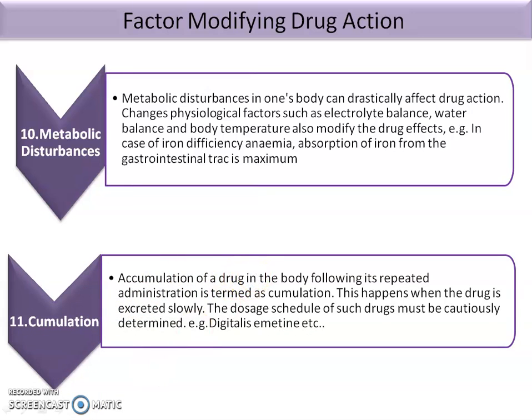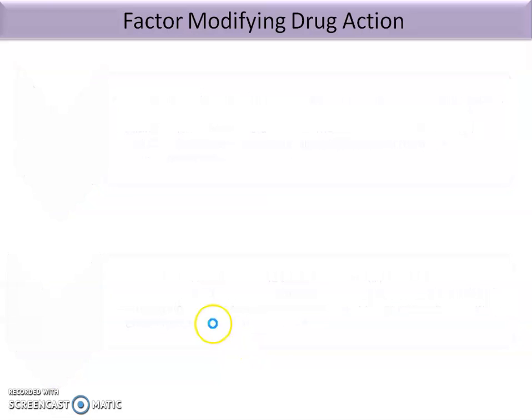Then the next one is accumulation. Accumulation of a drug in the body following its repeated administration is termed accumulation. This happens when the drug is excreted slowly. The dosage schedule of such a drug must be cautiously determined. While determining this, the physician should take care of drugs which give the accumulation effect. Examples of it are digitalis and emetine.